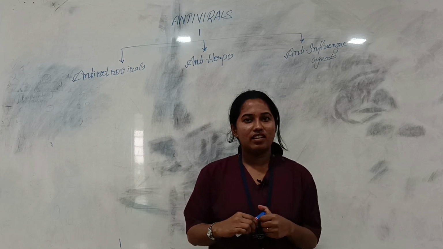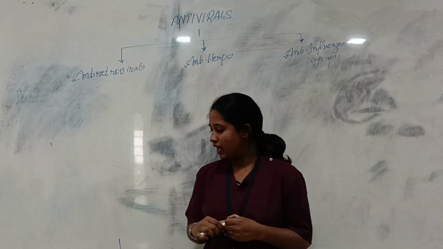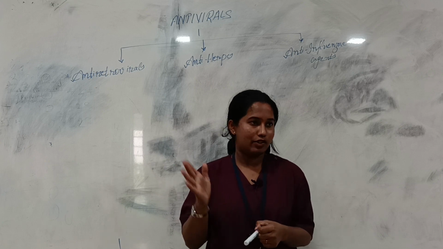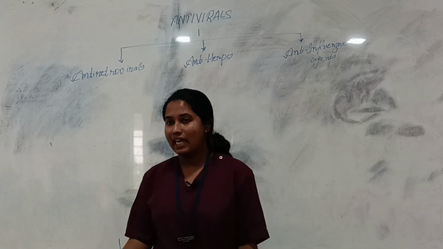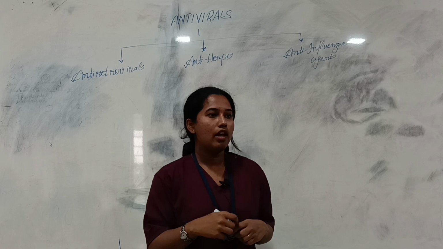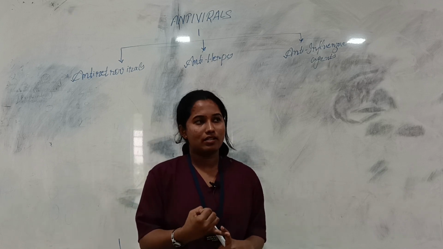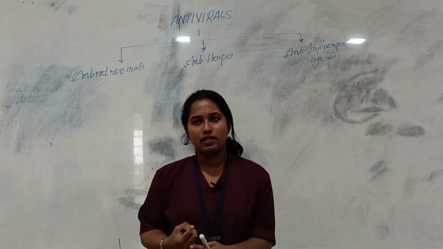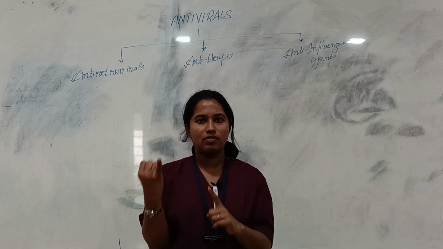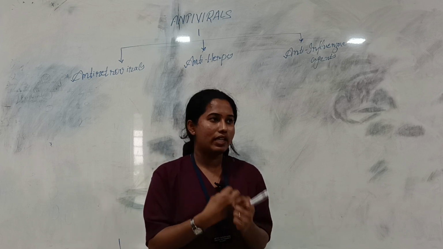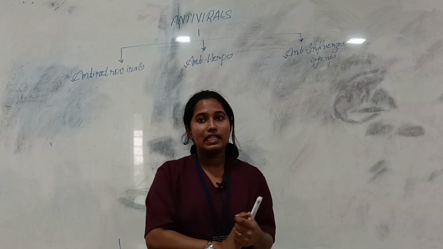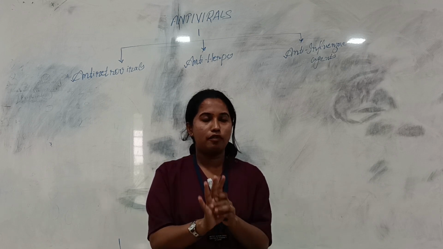Okay. So basically, we have five classes for antiretrovirals. The first class is reverse transcriptase inhibitors, which is divided into NRTIs and NNRTIs, that is, nucleoside reverse transcriptase inhibitors and non-nucleoside reverse transcriptase inhibitors. That is the first class. Second is protease inhibitors. Third is integrase inhibitors, and fourth is fusion inhibitors.